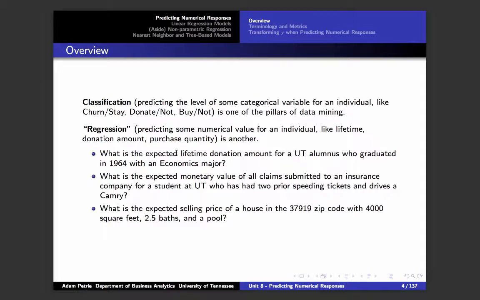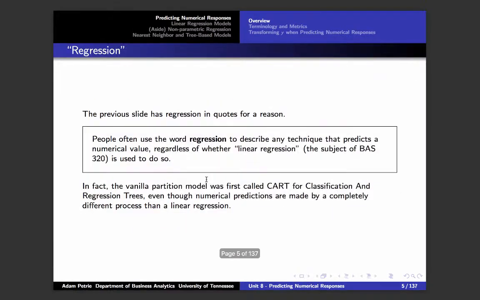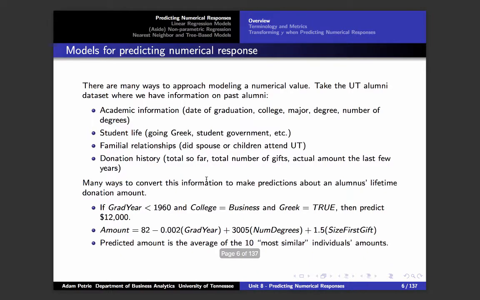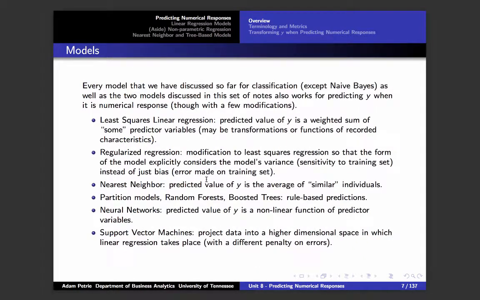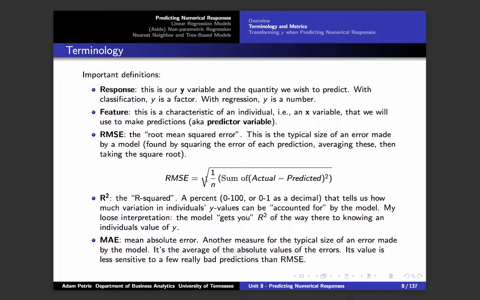So surprisingly, almost every single one of the models that we've talked about so far can actually be applied to predicting a numerical response just with a little bit of modification. So let's talk about some of the terms that we need to know about what we'll be looking at for doing numerical prediction. It changes up a little bit compared with misclassification. There we were worried about AUCs, misclassification rates, accuracies, etc. When we're dealing with predicting a numerical response, here's what we care about.